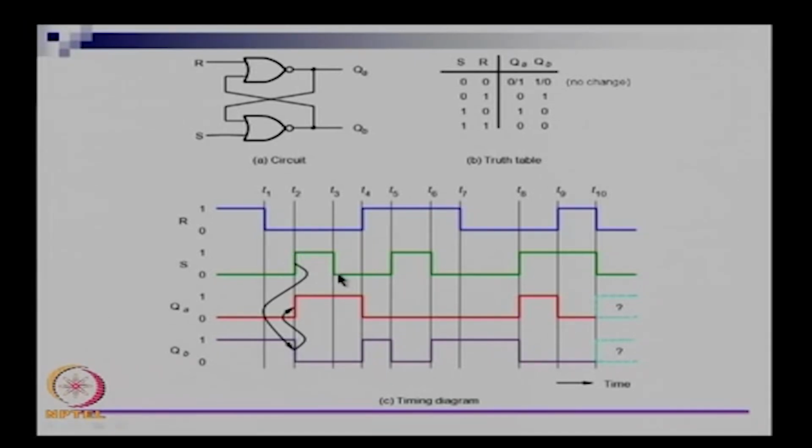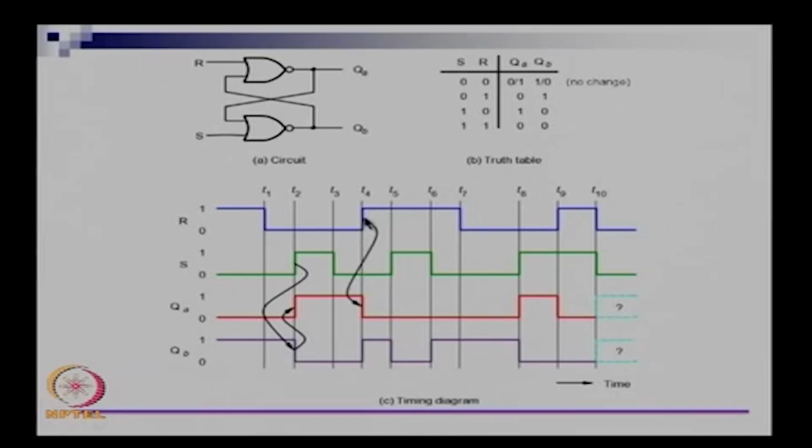So, if you look at time between T3 and T4, both S and R are at 0. So, QA will continue to remain at 1 and QB will continue to remain at 0. So, we have reached time step T4 so far. Now, let us look at the next change. At this point let us assume that R goes to 1 and S remains at 0.